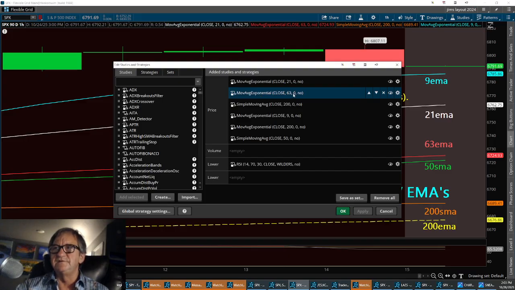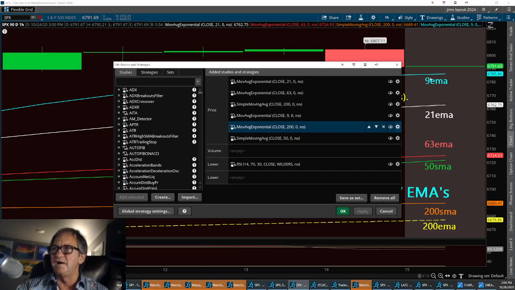The 63 EMA, which is red. The simple moving average of the 200, which is gold. We have the EMA 9, which is the fluorescent blue. We have the EMA 200, which is a dotted yellow line. And we have the 50 SMA here in solid green. So let's go over these again one more time.